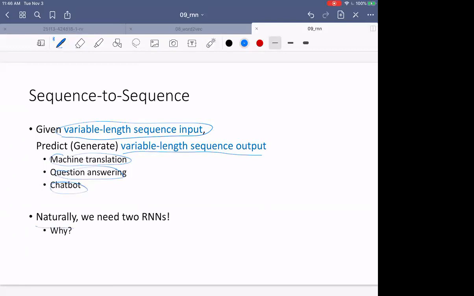And naturally, we need two RNNs in order to accept variable length sequence input and to generate variable length sequence output. It's obvious. You need one RNN here and you need another RNN here because your input and output are both variable length. There's no telling what the fixed size is. It's not a fixed size output. So you need variable length. You need two RNNs.